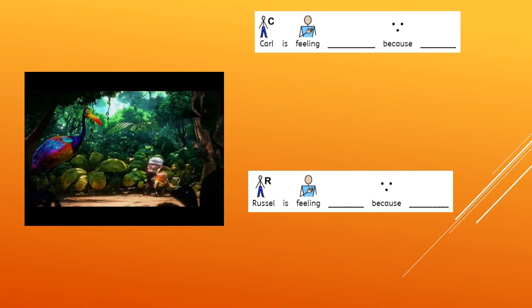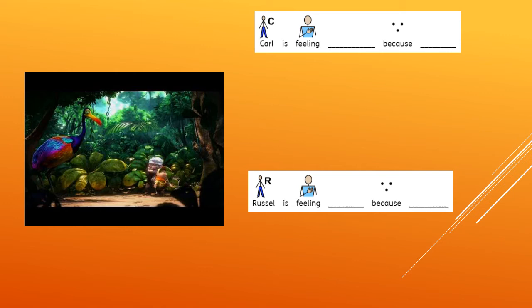Now this is a very different picture. We can see Carl and Russell, and we can see a very large bird. And the bird's name is Kevin. Can you pause the video and create a sentence for Carl and Russell? You're going to say Carl is feeling... because... and Russell is feeling... because... How do you think they're feeling in that situation? Pause the video and give it a go.